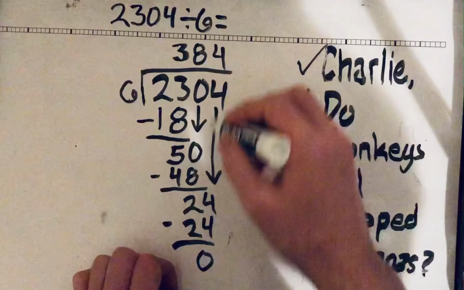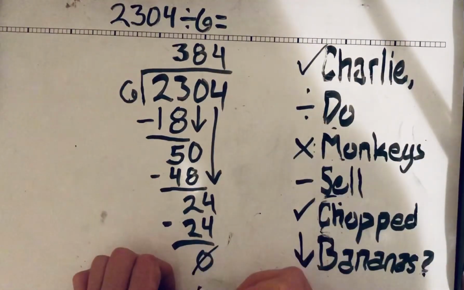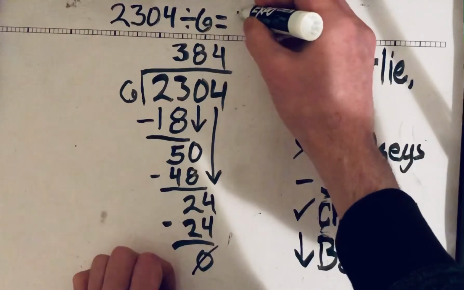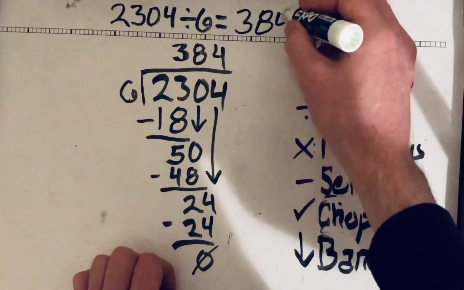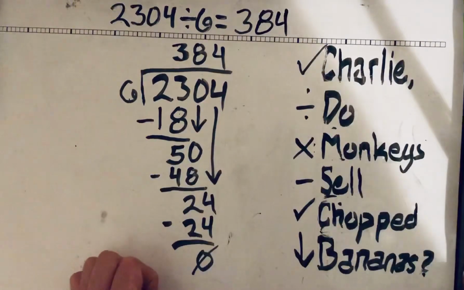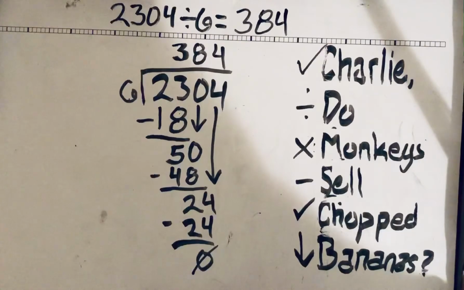And because there's nothing left to bring down, and we ended with a 0, we know we are good, and here is our quotient, 384. So for long division, we simply need to remember the question, Charlie, do monkeys sell chopped bananas?